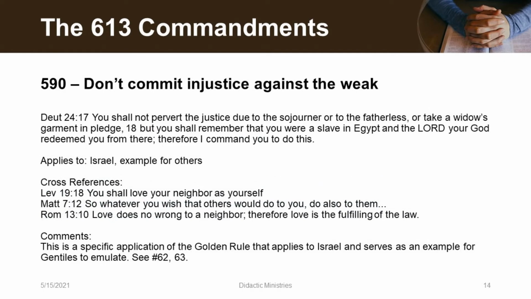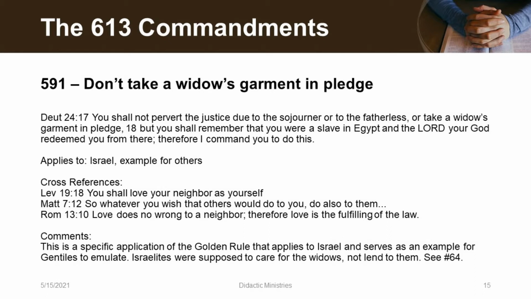Commandment 590, don't commit injustice against the weak. Commandment 591, don't take a widow's garment in pledge. Deuteronomy 24, verse 17 says, "You shall not pervert the justice due to the sojourner or to the fatherless, or take a widow's garment in pledge. But you shall remember that you were a slave in Egypt, and the Lord your God redeemed you from there. Therefore I command you to do this."